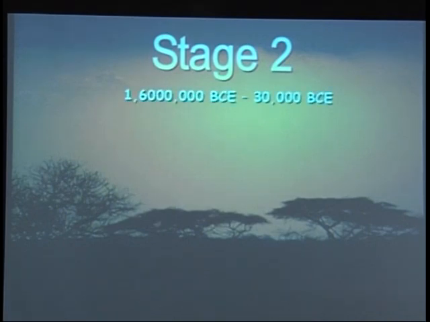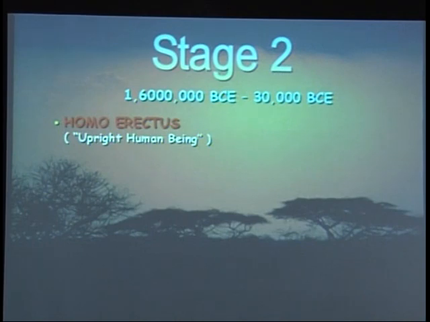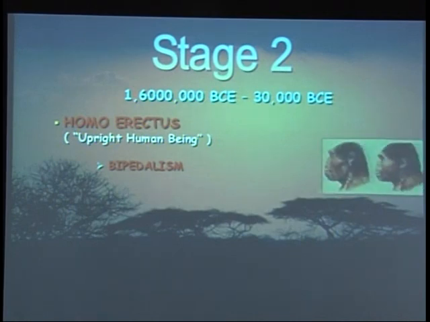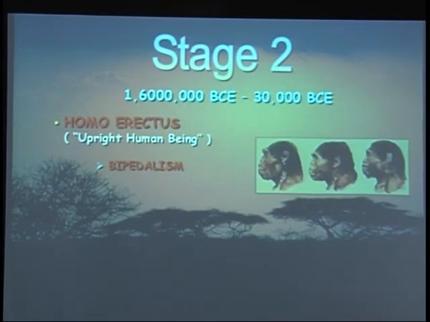Stage 2, from about 1.6 million years ago to around 30,000 years ago. Okay? This is Homo erectus, which means an upright man. You see that they stand more upright and start to resemble what we consider a modern human being. Okay? They were bipedal, which means that they used 2 feet. They walked on 2 feet. And you can see they start to look more like a modern man.